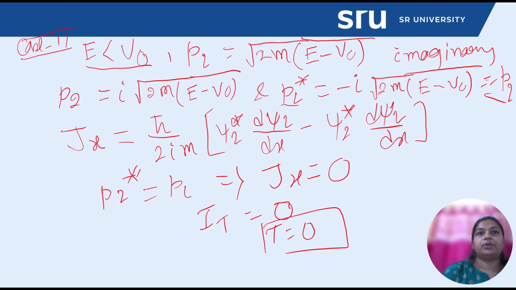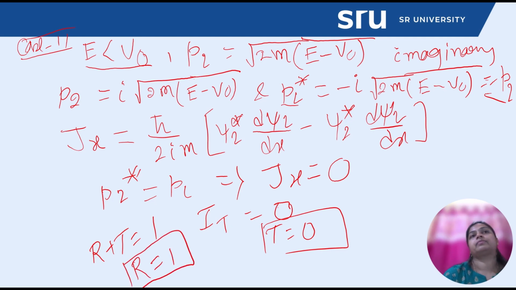By definition, the reflectance plus transmittance, R plus T, is basically 1. So if T is equal to 0, then R is equal to 1. So this is the case for the one-dimensional potential step: the values of the current densities, or probability current densities, of the transmitted and reflected currents with respect to both region 1 and region 2. So this is the potential step calculation.